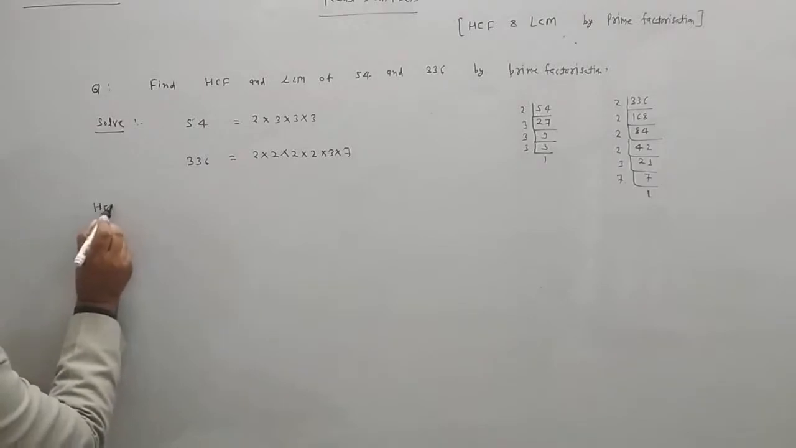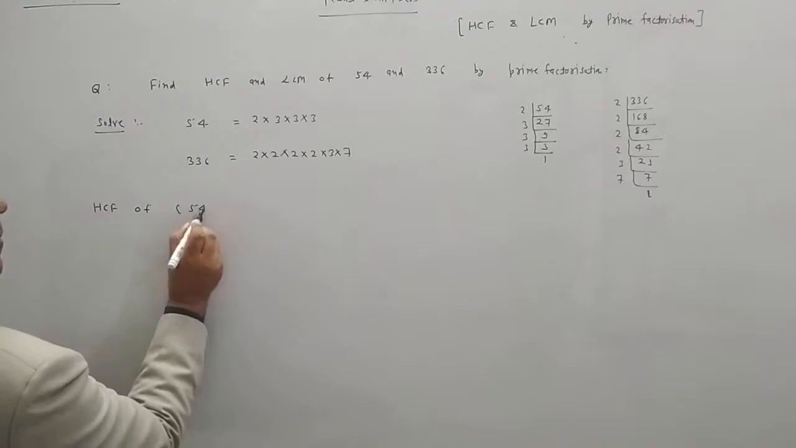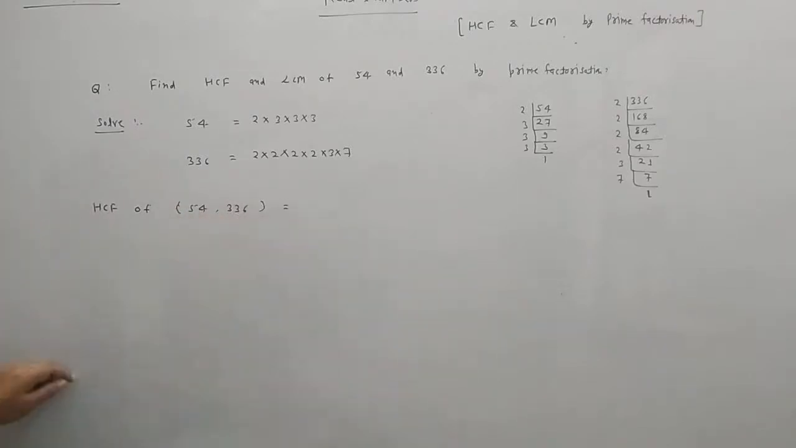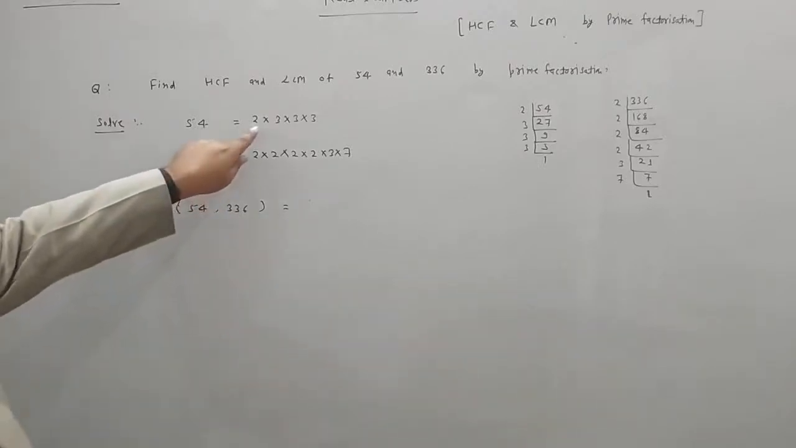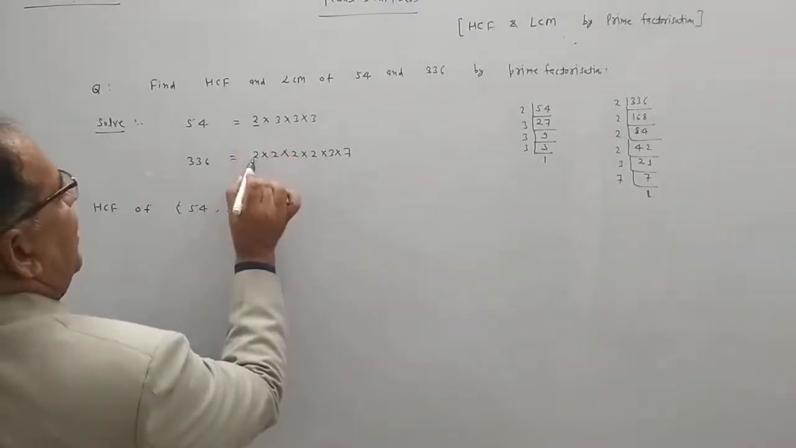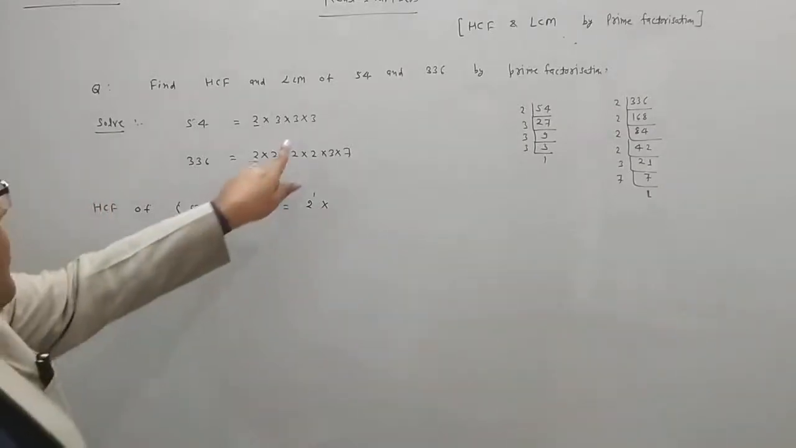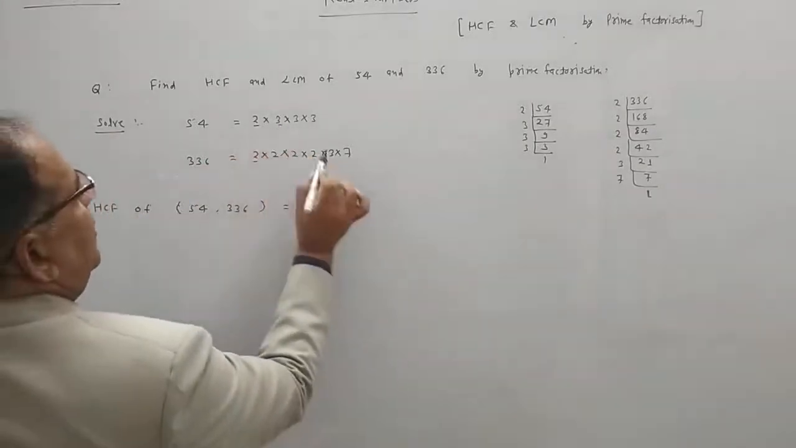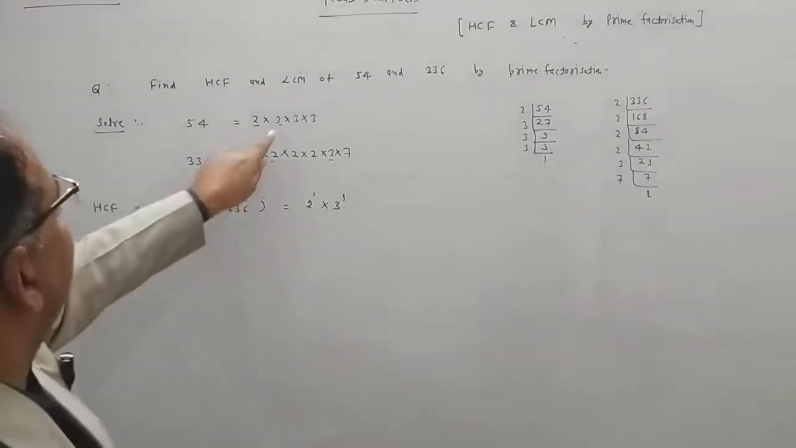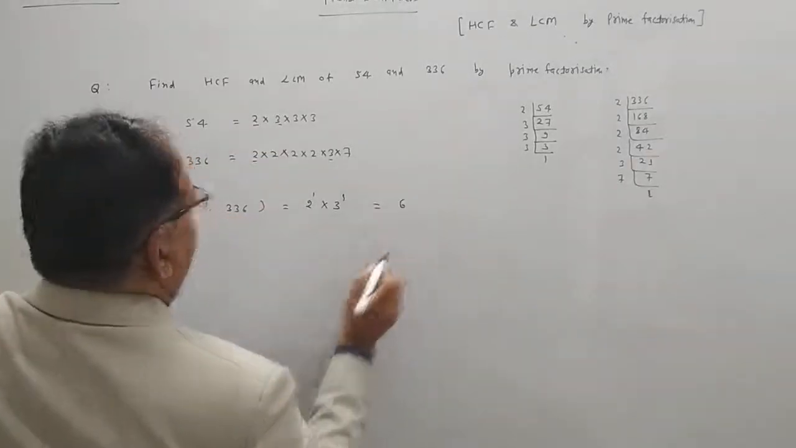Now the SCF of 54 and 336 is expressed as the product of the lowest common prime factors. So 2 is common here and here with least power 1. So 2 to the power 1 is there. 3 is common in both the numbers with least power 1. So 3 is there and no other prime factor is common in both. So the SCF is given by 6.